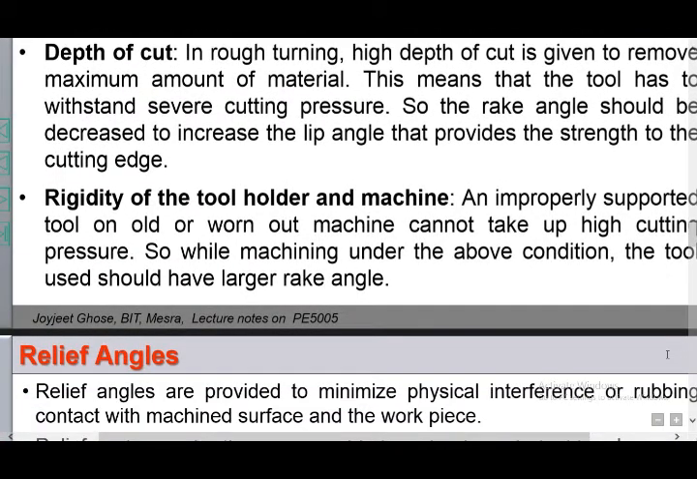Rigidity of the tool holder and machine. An improperly supported tool and an old worn machine cannot take up a high cutting pressure. So while machining under the above conditions, the tool used should have larger rake angles. That means we check the rigidity of the tool holder and machine, and previously we check whether the tool condition is correct or not.